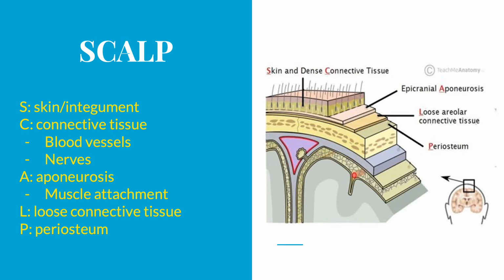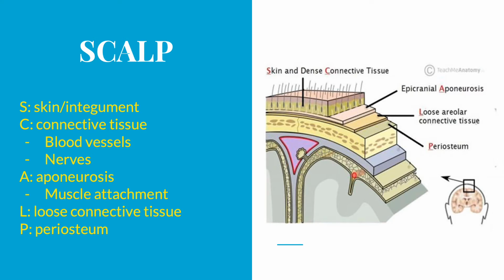Scalp. This is a pretty awesome one because the mnemonic is just the word itself. So this is another common fill-in-the-blank question, believe it or not. So I would definitely recommend that you know all of this. Scalp stands for skin or integument. That's the outer layer. And then you've got the layer just deep to that, which is your connective tissue layer. That connective tissue layer is going to house all the blood vessels and nerves.